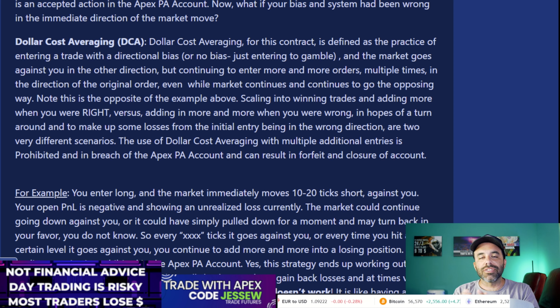Now, as far as Apex goes, you're not allowed to dollar cost average like that. They don't want you dollar cost averaging into oblivion, because you're going to blow up accounts left and right. Just simple as that. But you are allowed to dollar cost average once. Let me show you how.